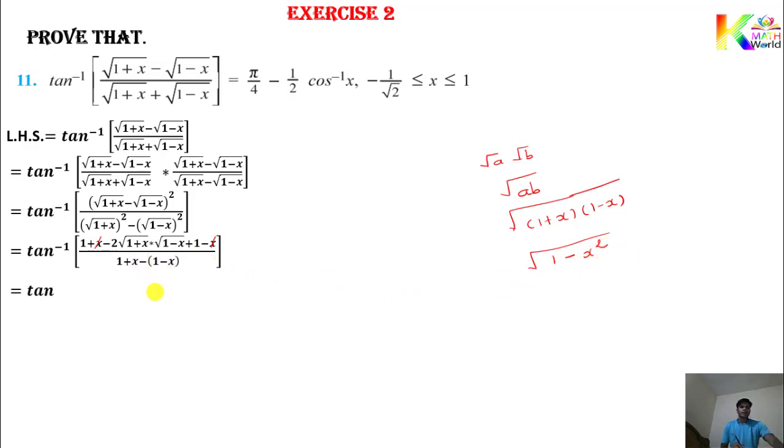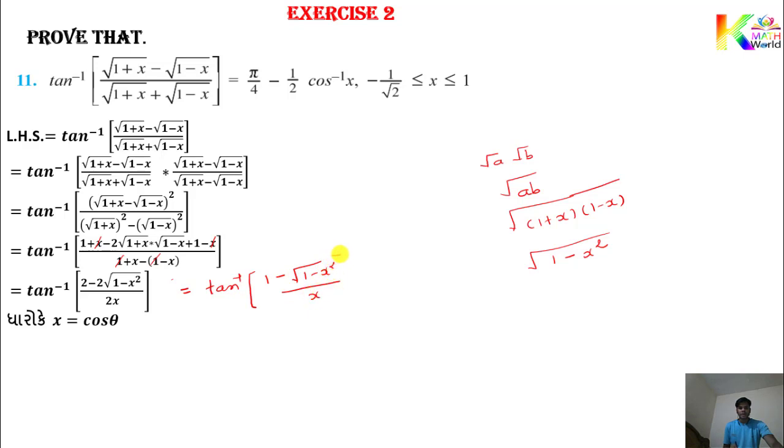Okay. So in the next step we get 1 plus 1, that is 2, minus 2 times this one. When you open this bracket, so plus 1 minus 1 cancel out. X minus minus plus x, so x plus x, that will become twice x. So now you can see you get 2 common from numerator. So that 2 will be directly cancelled out with denominator. So in the next step, what is left? Tan inverse of bracket 1 minus square root of 1 minus x square over only x left.